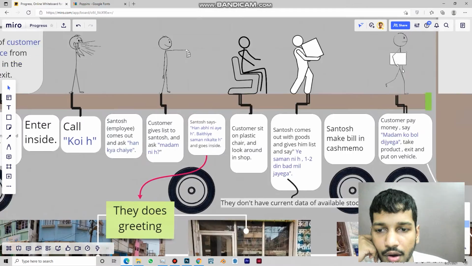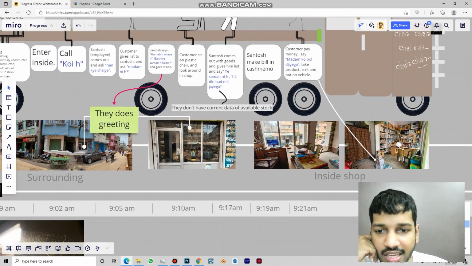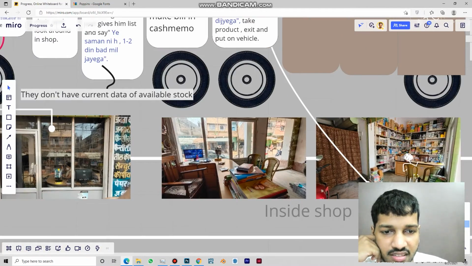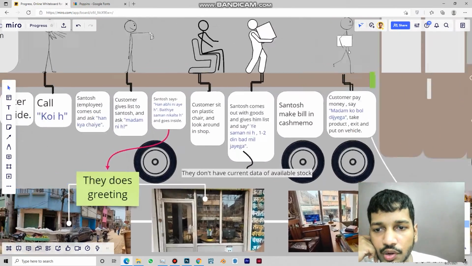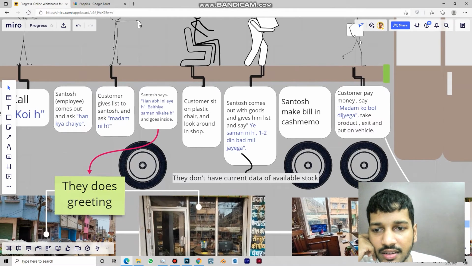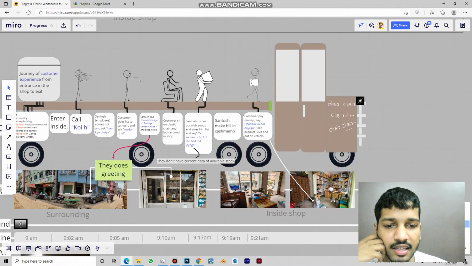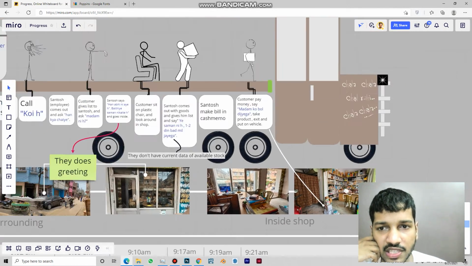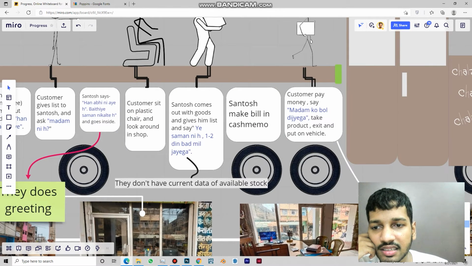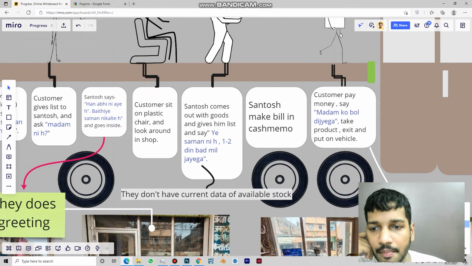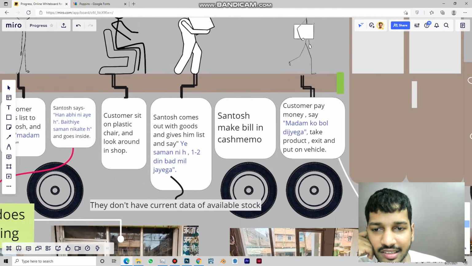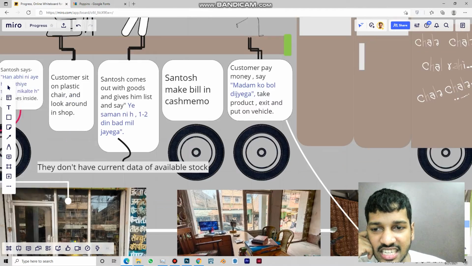Santosh, the employee, came out and asked, "हाँ क्या चाहिए?" So he came out from this area. The customer gives him a list and asks, madam नहीं है. So this is what's happening over there. Santosh says, "हाँ अभी नहीं आया है, बैठिए, सामान निकालते हैं" and goes inside. Customers sit on a plastic chair and look around in the shop.